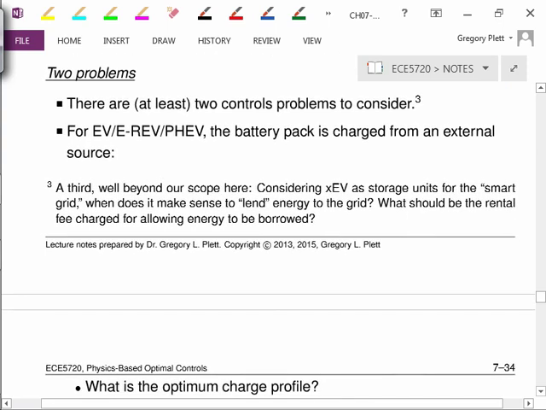First, there's at least two controls problems that we might want to consider. There might be a third, as mentioned in the footnote, but the third one is not something that we're thinking about right now in our research team. But in a plug-in type vehicle, the extended range electric vehicle, the plug-in hybrid vehicle, or the pure electric vehicle, at a regular interval, the battery pack is charged from an external source, from the AC mains.